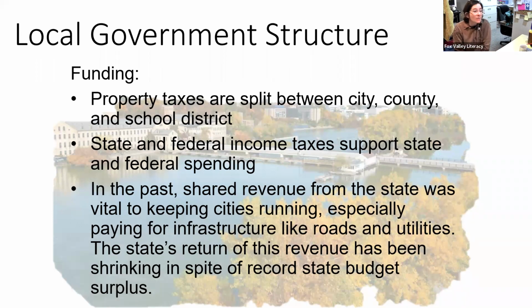Now, in the past, shared revenue from the state was really vital to keeping cities running. The state would give a lot of that money back to the cities that they collected it from. That was how cities would pay for infrastructure like roads and utilities. But over the years, the state's return of this revenue has been stagnant and even shrinking, even though there's a record state budget surplus. So when we think about how our government works and how all the pieces fit together, it's also important to recognize where it's not working and how those pieces aren't cooperating well right now. The shared revenue issues in Wisconsin would be a good example of that.